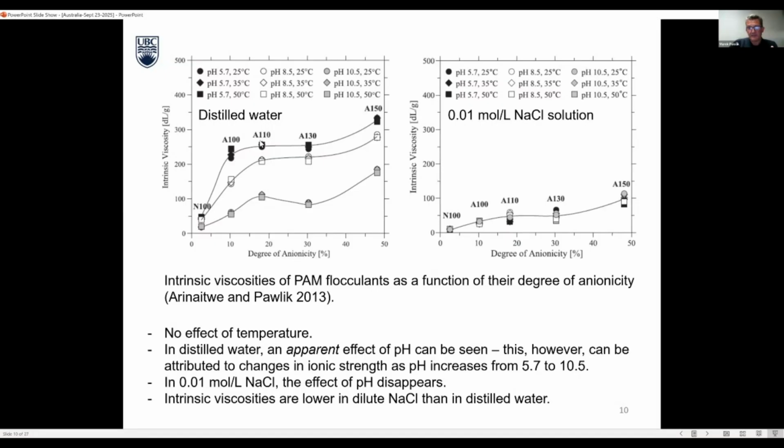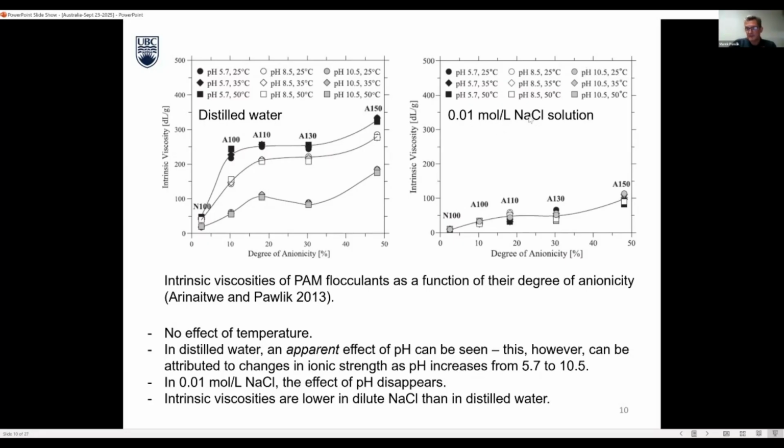The numbers decrease quite dramatically from the data at pH 5.7 to pH 10.5. But this is an experimental artifact, because remember that in order to go from pH 5 to pH 10.5 or so, you need to introduce sodium hydroxide, quite a bit of it. So you are changing the ionic strength. So what you see here is a combination of the ionic strength and pH, those two effects together on the intrinsic viscosity in distilled water.